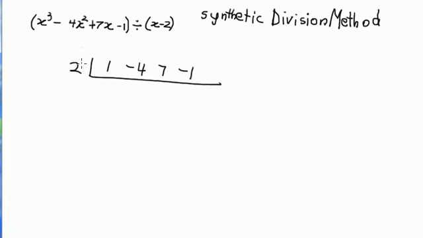And then outside the box, we want to write the constant of that first degree polynomial, except that we need to change the sign. So in this example, the constant is -2, so I just write 2 instead. So the first step is to just copy down or bring down the first term. So I'm going to bring down the first term, which happens to be 1.